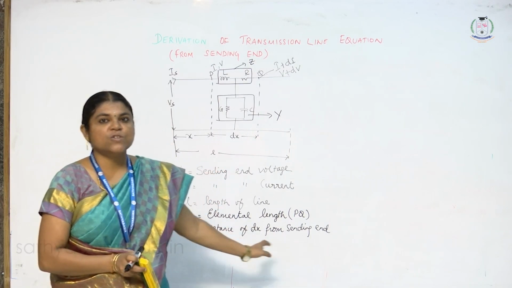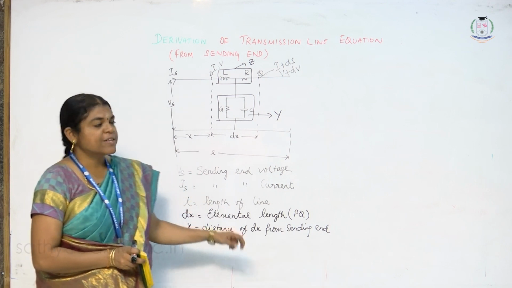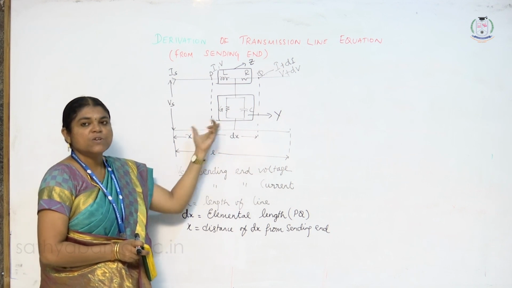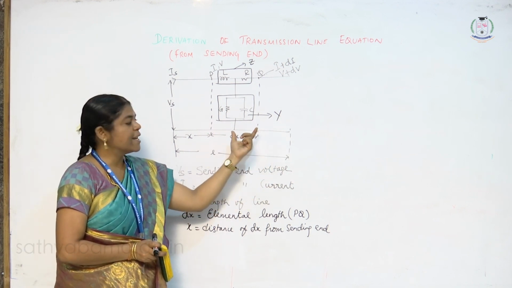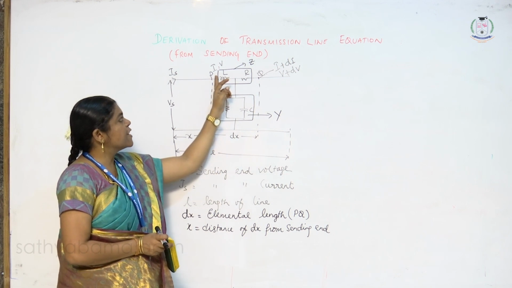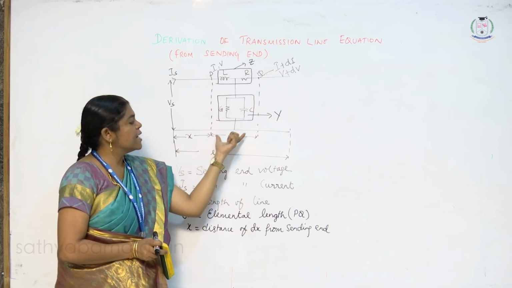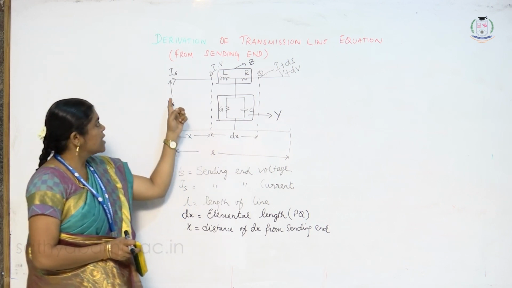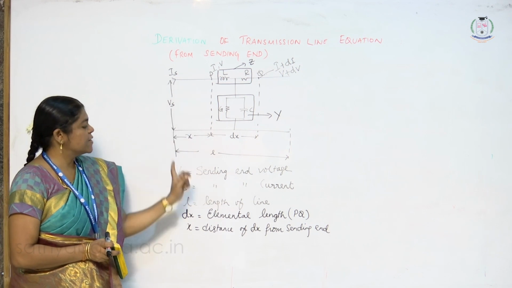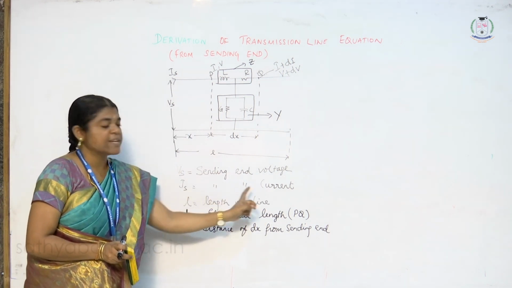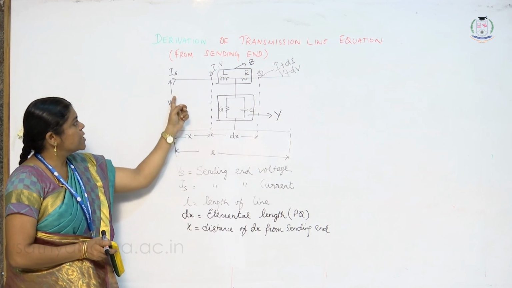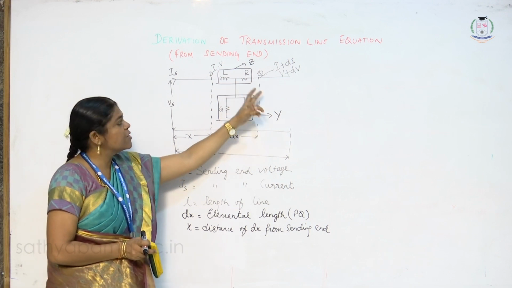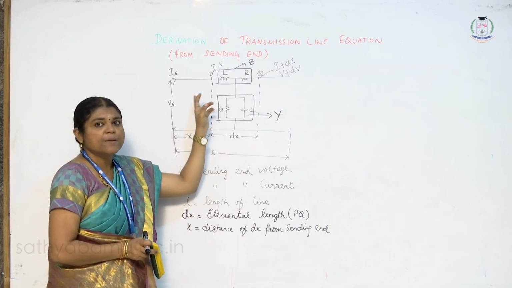Let us start with the derivation of the transmission line equation. For this, let me take a transmission line of length L. Instead of taking the entire length L, I am going to take an elemental length dx, which I call PQ. This elemental length dx is at a distance of x from the sending end. Let me take the sending end parameters, Vs as the sending end voltage and Is as the sending end current. I am going to derive the voltage and current at any point on this transmission line using these sending end parameters.